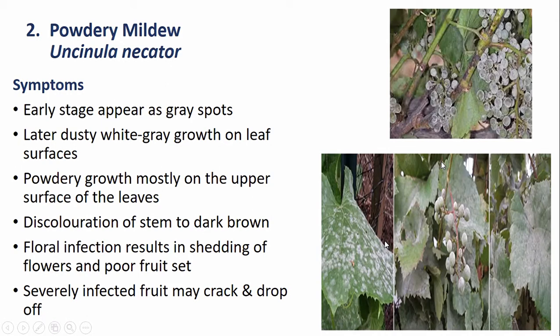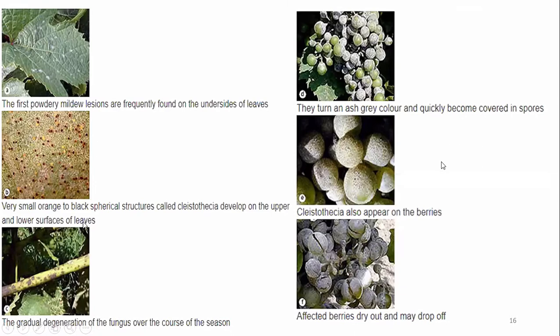Here is the powdery mildew symptom formation. The first powdery mildew lesions are frequently found on the undersurface of the leaves. Then very small orange to black structures, cleistothecia, develop on the upper and lower surface of the leaves. In the later growing season, powdery mildew develops sexual fruiting bodies, called cleistothecia, which make the orange to black structures. Then there is gradual degeneration of the branch.